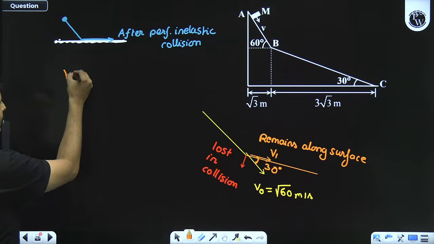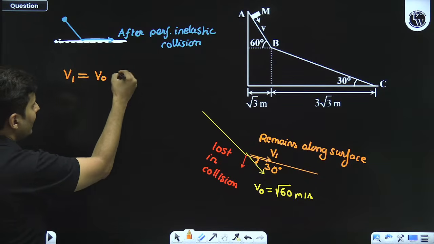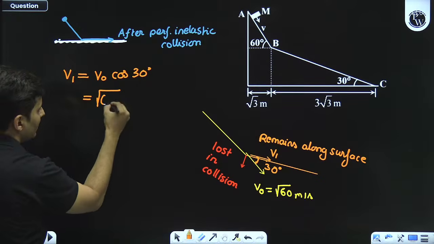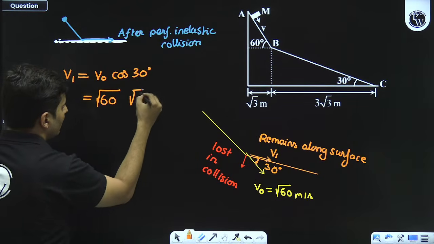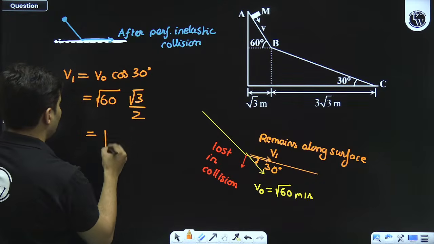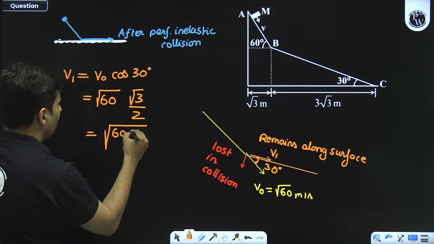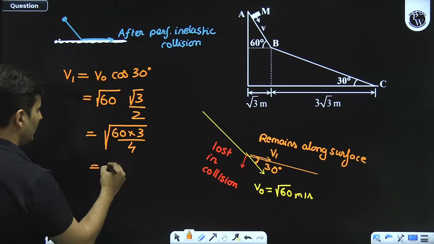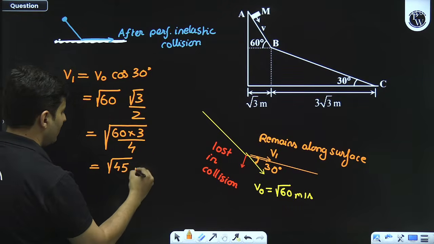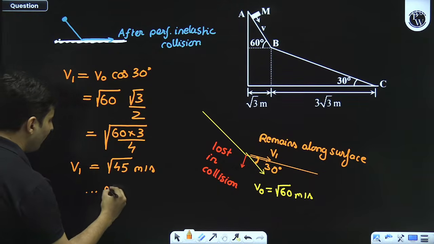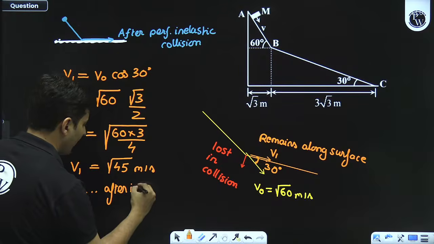So it's obvious now that V1 will be V0 cos 30 degrees. So this will be root 60 into cos 30, which is root 3 by 2. So this is nothing but 60 multiplied by 3 divided by 4, which is 15 times 3, a 45. So 45 meters per second is the velocity after the impact.